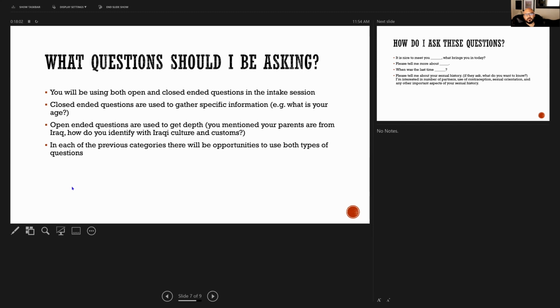So what questions should you be asking? You're going to be asking both open and closed-ended questions. If you're not familiar with that, we'll definitely go into detail with this. But closed-ended questions are used to gather specific information. So what's your age? What's your name? Are you married? Things that they can answer yes or no to, or give you some specific detail.